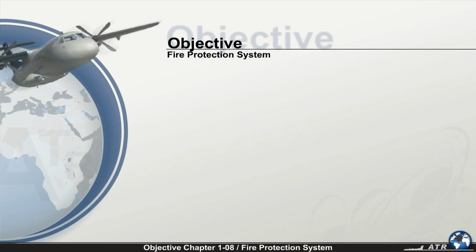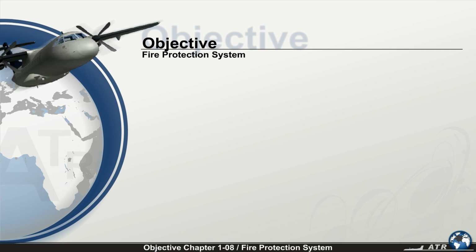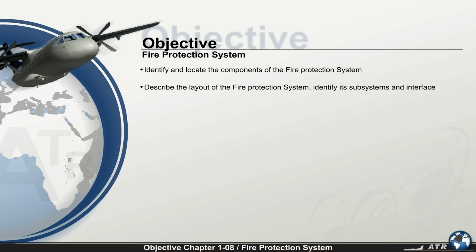At the end of this chapter, you'll be able to identify and locate the components of the fire protection system. Describe the layout of the fire protection system and identify its subsystems and interface. Explain the operation of the fire protection system main components.